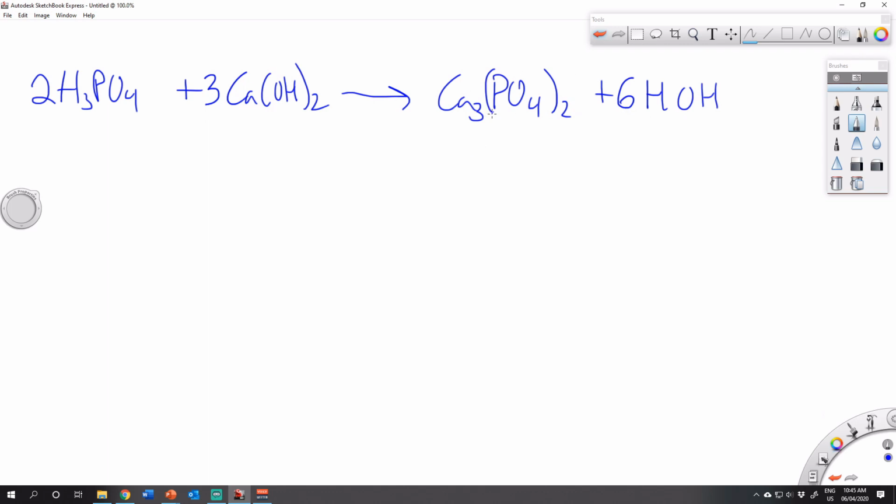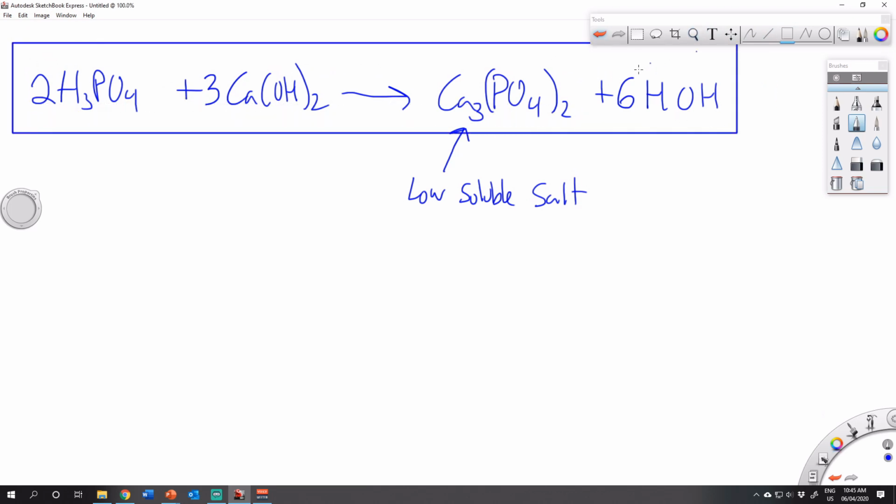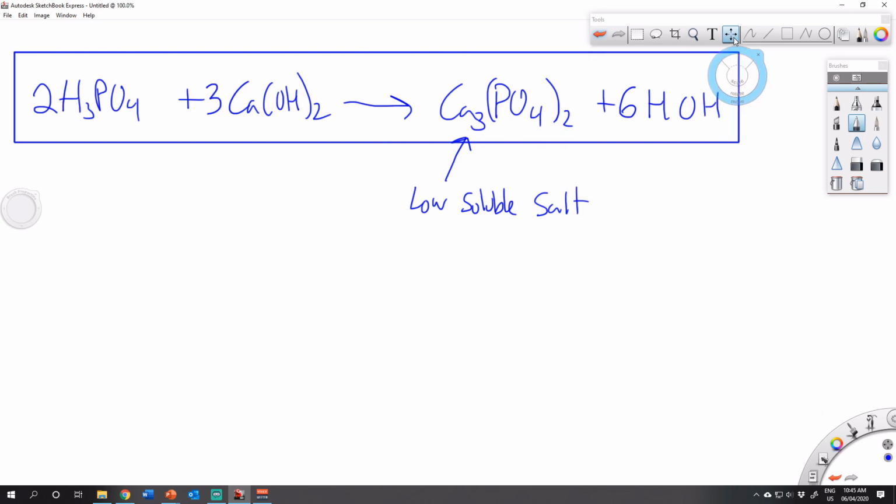All right, now if you look at your table of solubility, I believe this particular salt is low soluble. So my net ionic equation would basically be this. This would be my net ionic equation for this particular neutralization, because this salt is low soluble. Unless I'm mistaken, but I'm pretty certain phosphate salts tend to be low soluble. All right, moving on.